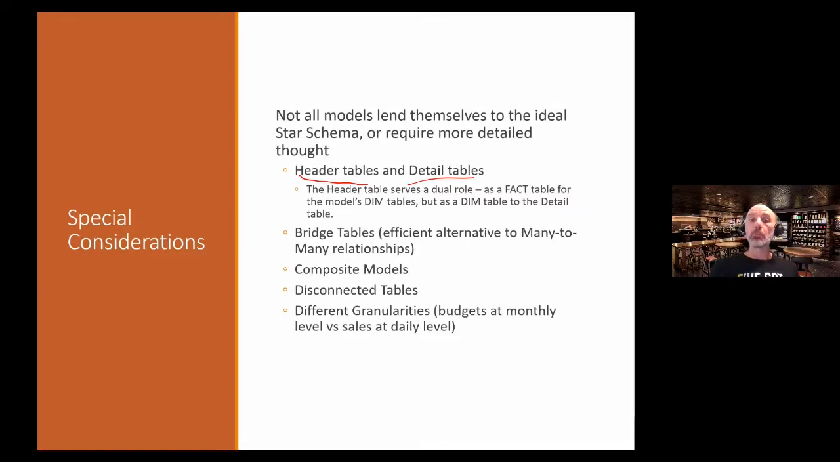We talked a little bit about bridge tables. It's an efficient alternative to many-to-many relationships. It's not the end all be all. There are times for many-to-many, but I try to start with the bridge table first. We've talked a little bit about composite models.